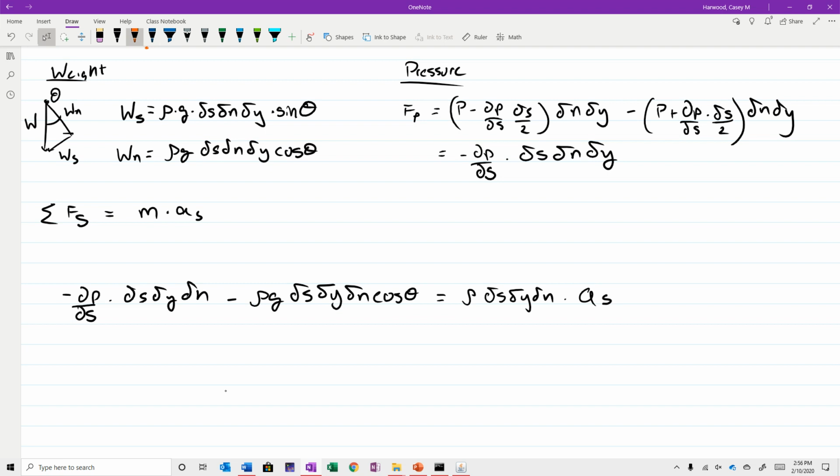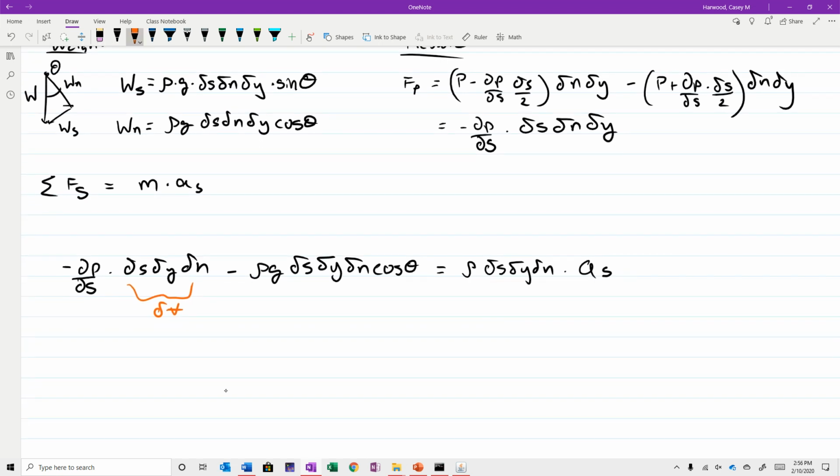Now, note we've got this trio of terms that gives us the little elemental volume. We could think of this as being delta V, the volume of our little prism. It's present in all of our entries here, so we can just cancel it out, and we end up with an expression that says rho a sub s is equal to negative dp ds minus rho g sine theta.